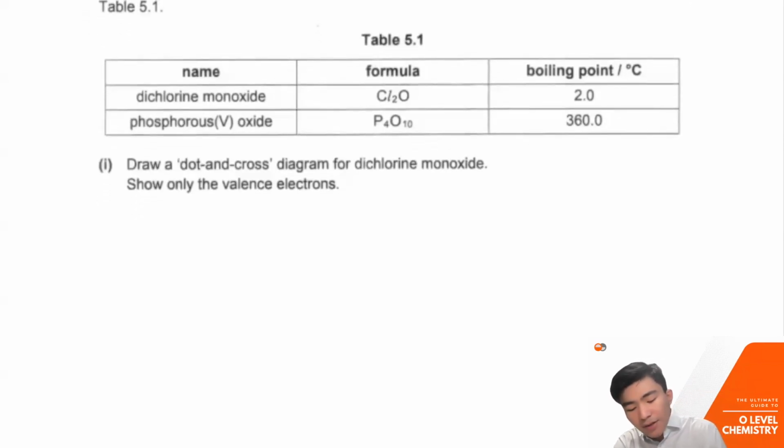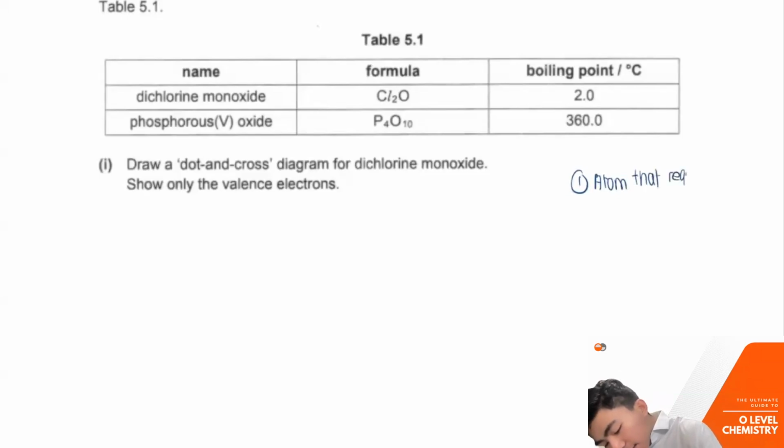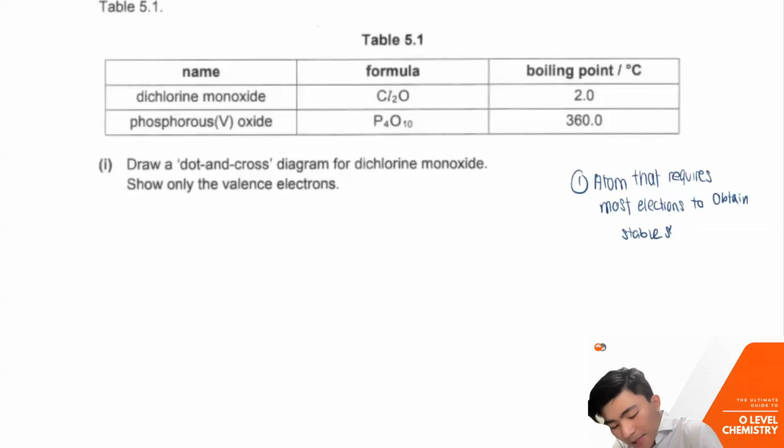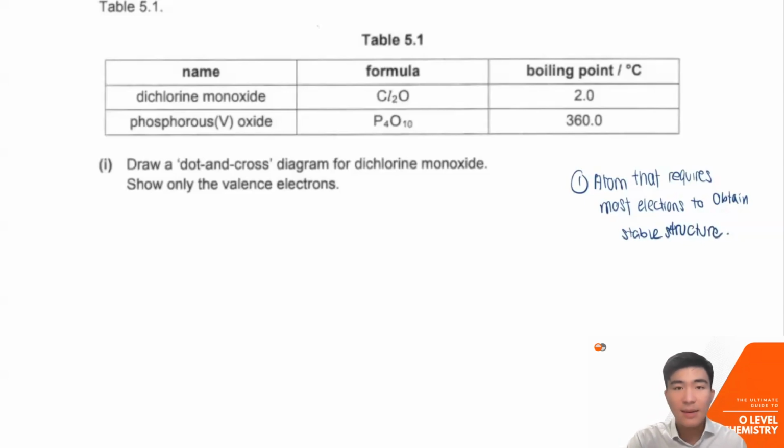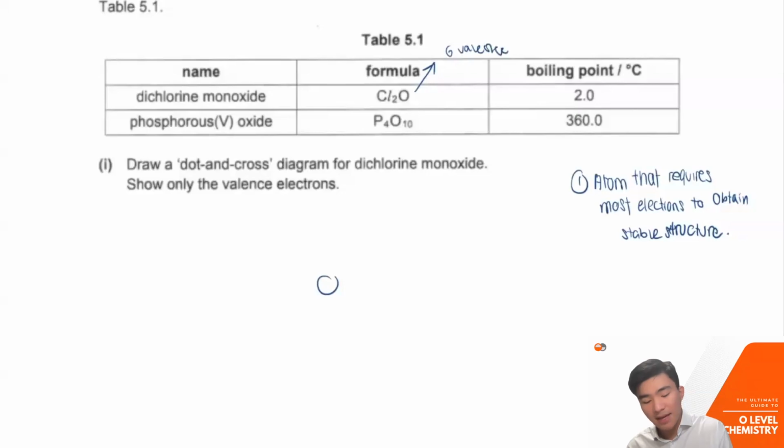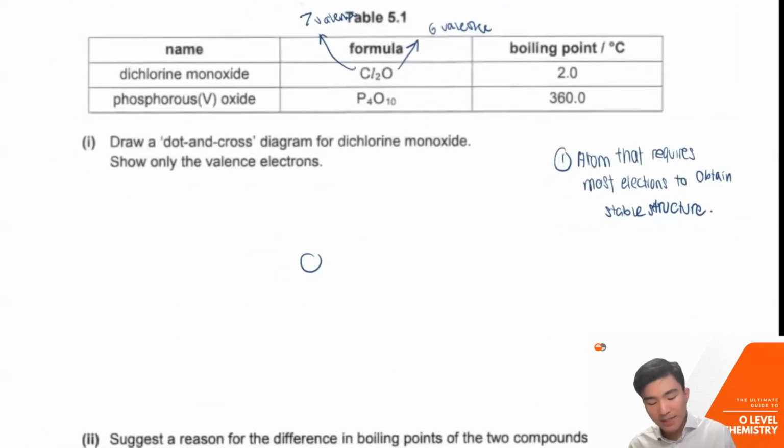Whenever you draw a dot and cross diagram, you always identify which is the atom that requires the most electrons to obtain a stable structure. That means the atom that has the least number of valence electrons can form the most number of bonds. In this case, it's oxygen. Oxygen can form 2 bonds, right? Because there are 6 valence electrons. Chlorine has 7 valence electrons. So oxygen will be the central atom.